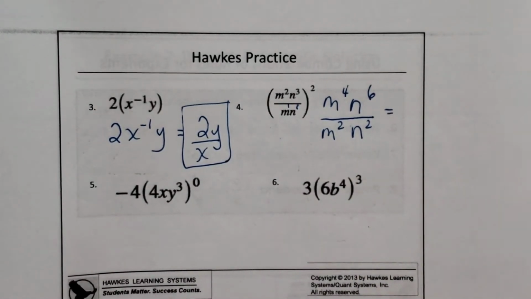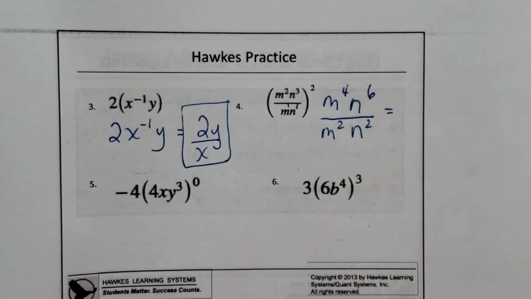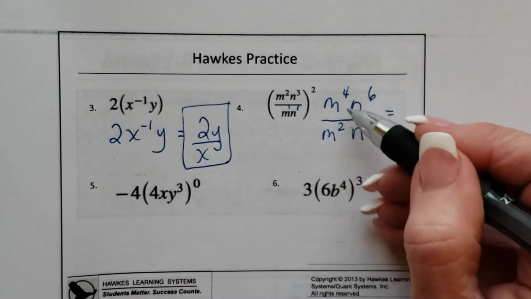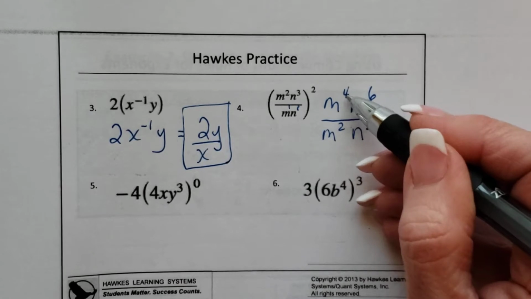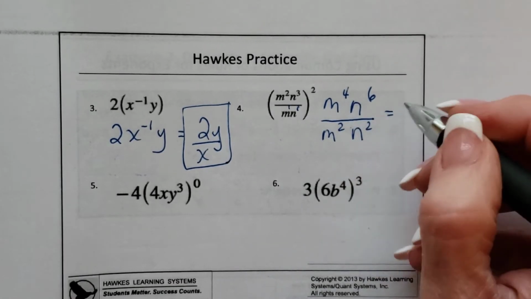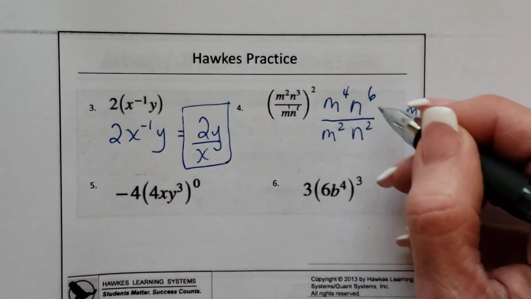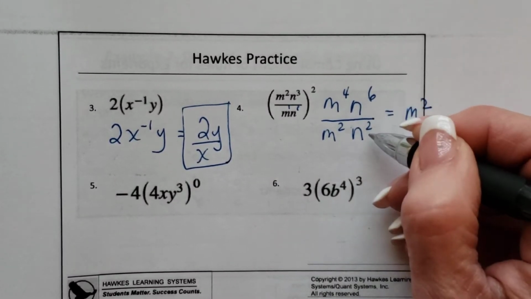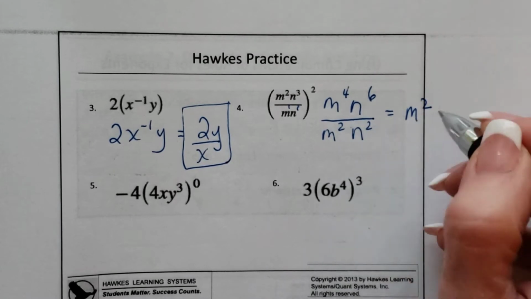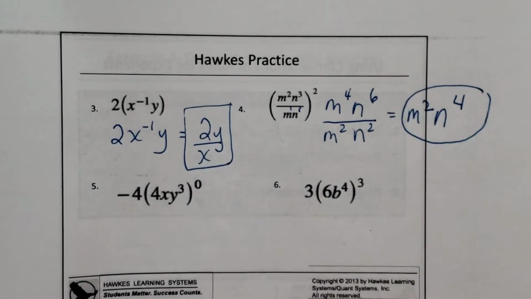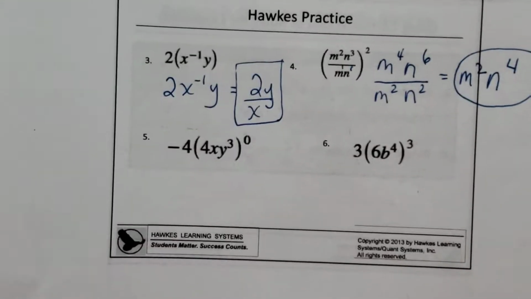So now I can simplify the m's and the n's. So the quotient rule says to subtract the exponents. So 4 m's on the top, 2 on the bottom. So 2 pairs would cancel. I'd have m squared left on the top, 6 on the top, 2 on the bottom. I subtract 6 minus 2 is positive 4. Positive exponents stay on the top. And that's my final answer.